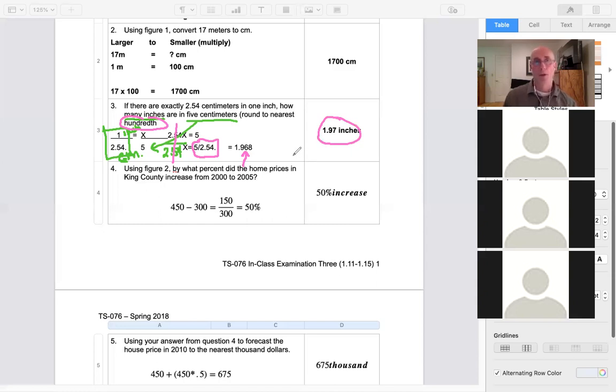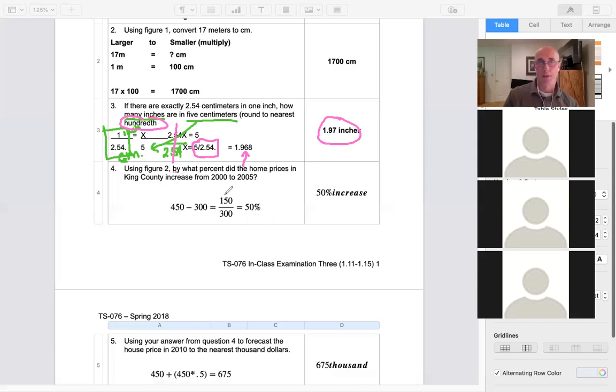So again, if they're asking you to solve for an x, we can set up a ratio and a proportion. Inches to centimeters on this side, so we do inches to centimeters on the other side, and we can solve for it.